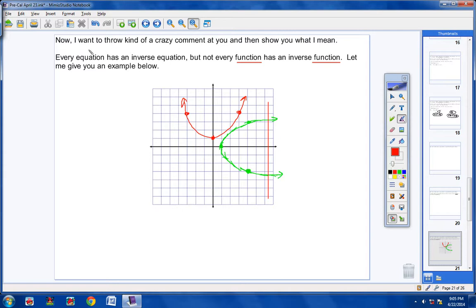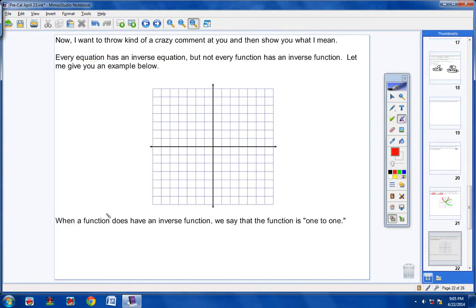Now, if you're not using the word function, if you're using the word equation, then no problem, because every equation does have an inverse equation. That's fine. I have no problem with that. But if you have a function, do not assume that it has an inverse function, because the inverse equation of that function might not be a function. It might look something like this. Okay, so study that and make sure you understand that.